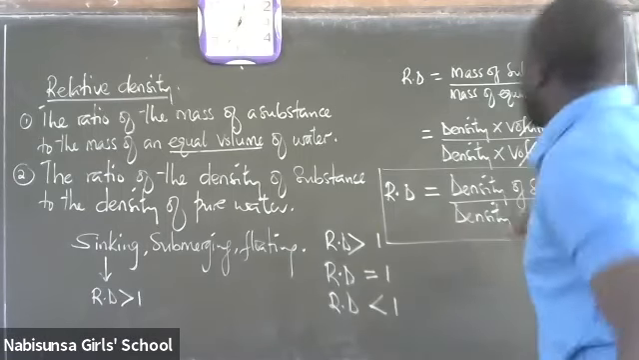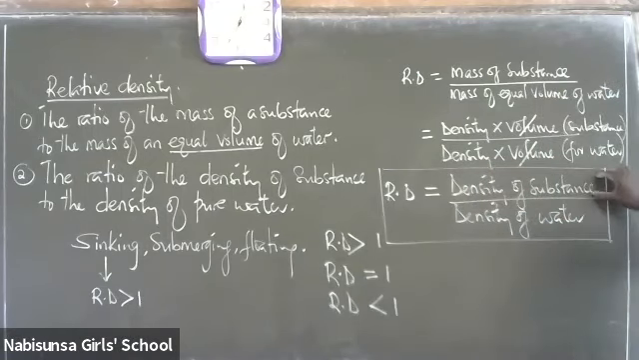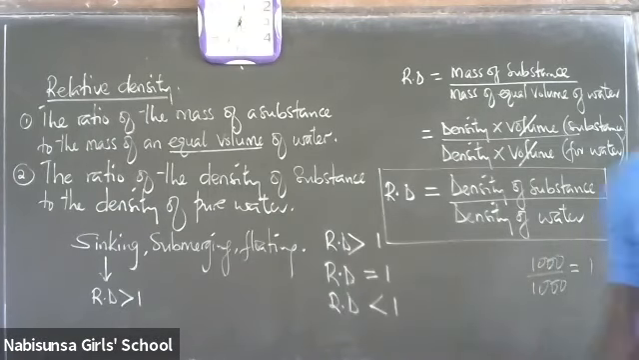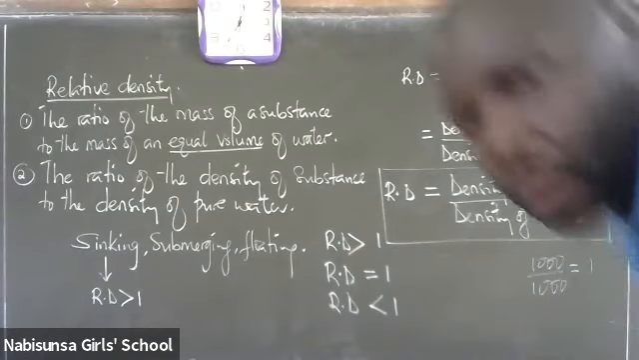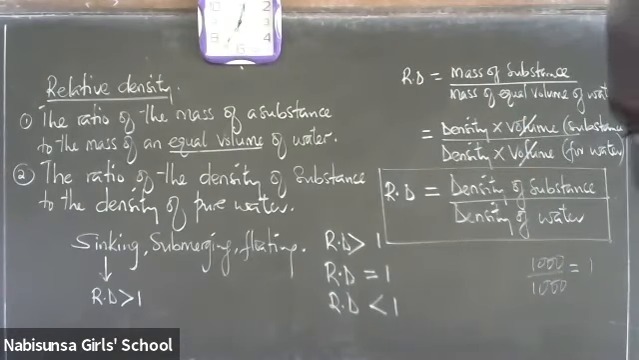You realize that when the density of the substance is exactly equal to the density of water, then the relative density, this fraction, will be equal to 1. Supposing the density is 1,000, and that of water is also 1,000. When you divide it, it will become 1, not so? Such a substance will not sink in water, neither will it float. We say it submerges.